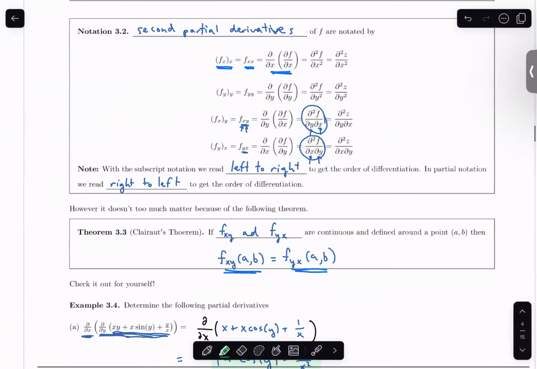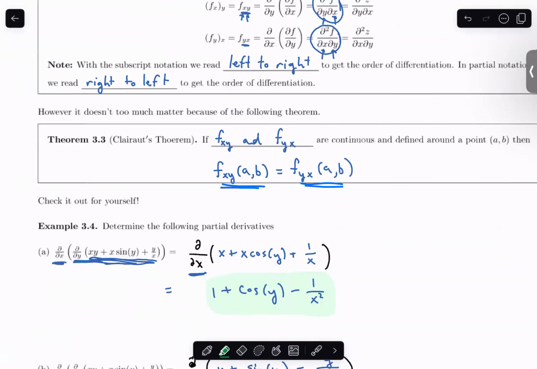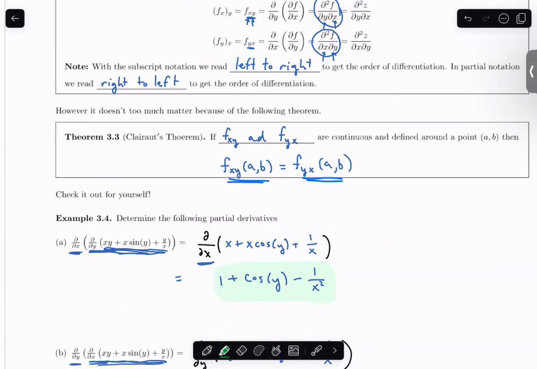And I'll say the big theorem that we got in this section is Clairaut's theorem. It says if you have a nice function, so it needs to be continuous and defined, so the second partial derivatives should be continuous and defined around this point, then it doesn't matter the order in which you take partial derivatives. You can do x first and then y, or y first and then x, and they will output the same result. So long as you have a nice function, that's the case.